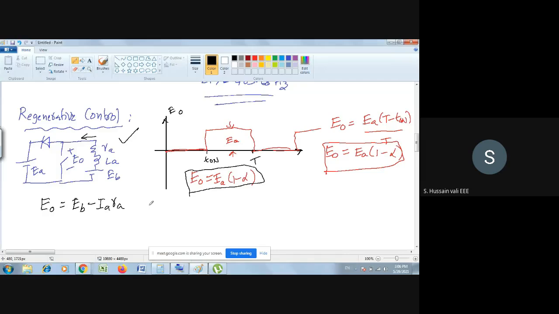Why have I taken minus IA RA? Because the current gets reversed here in the second quadrant. In the second quadrant, the current gets reversed. This we have seen in the last class itself. So we got this answer.